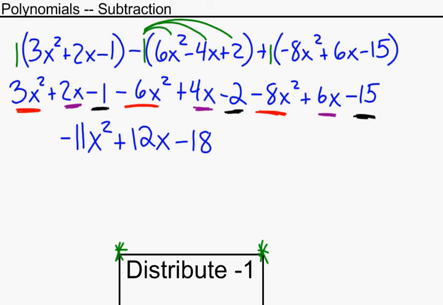So when I add and subtract these different trinomials, I end up with the quadratic trinomial negative 11x squared plus 12x minus 18. There's nothing more I can do to simplify. So when I'm subtracting polynomials, I'm just distributing a negative 1 and then combining like terms.